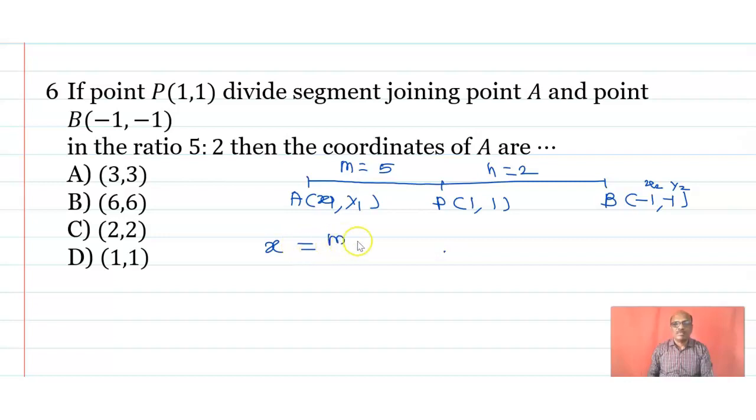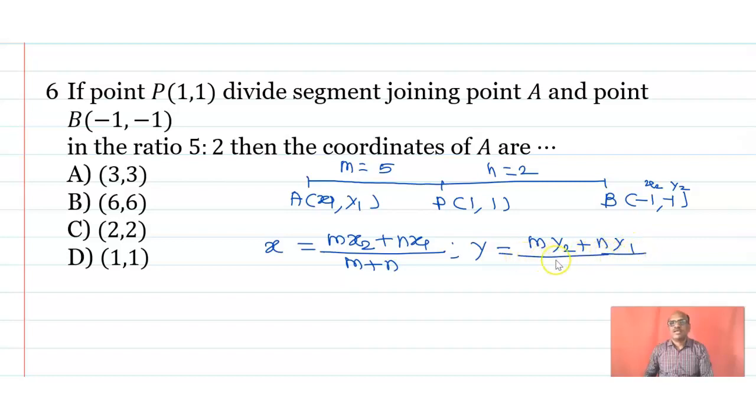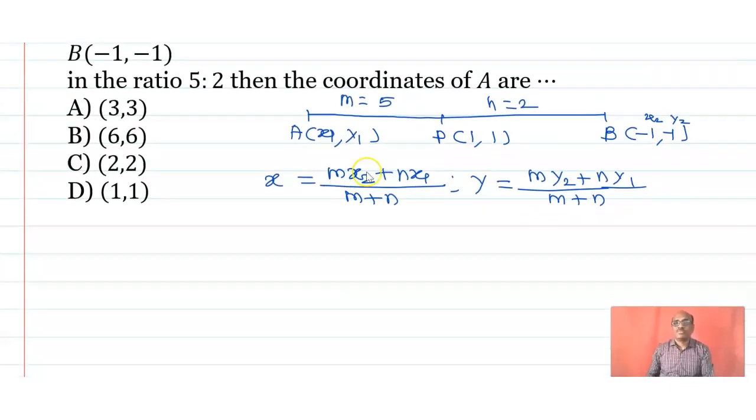What is that? x is equals to m x2 plus n x1 upon m plus n. This is the first one. y is equals to m y2 plus n y1 and this divided by m plus n. Okay. Now substitute the value.